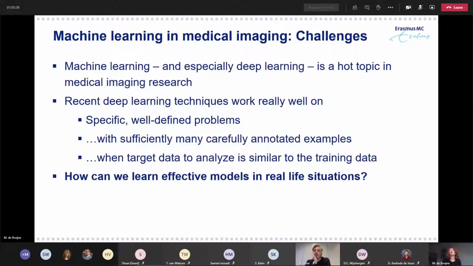Machine learning, and then especially deep learning, you've already seen lots of examples today, is a very hot topic in medical imaging research. And these techniques work really, really well on very specific, very well-defined problems, if there are sufficiently many carefully annotated examples, typically manually annotated, which takes a long time. And when the target data to analyze is similar to the training data that we trained our models on. And often that is not the case in practice. So a lot of our research in our group focuses on how we can learn effective models in real life situations.